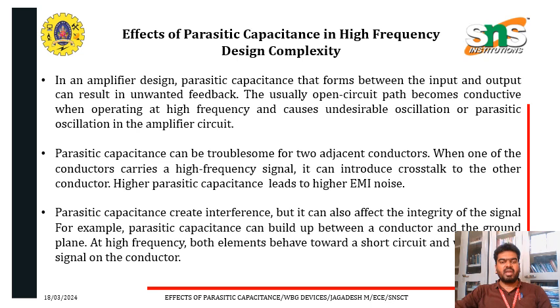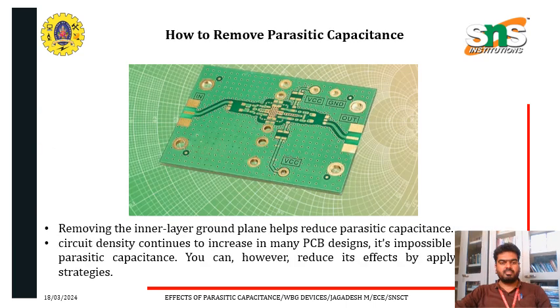In an amplifier design, a parasitic capacitance that forms between the input and output results in unwanted feedback. The usually open circuit path becomes conductive when operating at high frequency and causes undesirable oscillation, or a parasitic oscillation, in the amplifier circuit. Parasitic capacitance can be troublesome for two adjacent conductors. When one of the conductors carries a high frequency signal, it can introduce crosstalk to the other conductor. Higher parasitic capacitance leads to higher EMI noise.